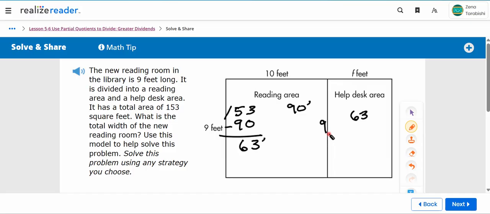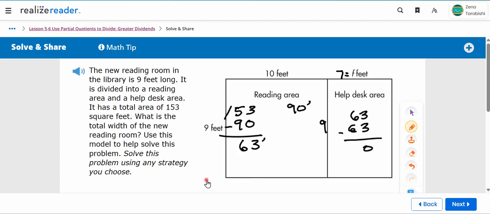And so let's think about what times 9 can give us 63. And so that will be the width. And when we think about the multiples of 9, 9 times 5 equals 45. 9 times 6 equals 54. 9 times 7 equals 63. So that means 7 feet. So here we know that we have 63 for our part right here. And so 9 times 7 gives us 63.